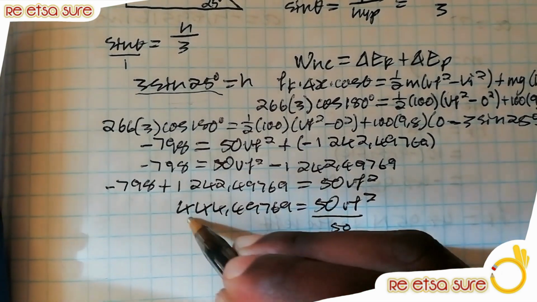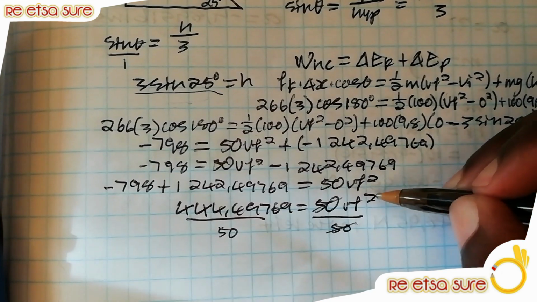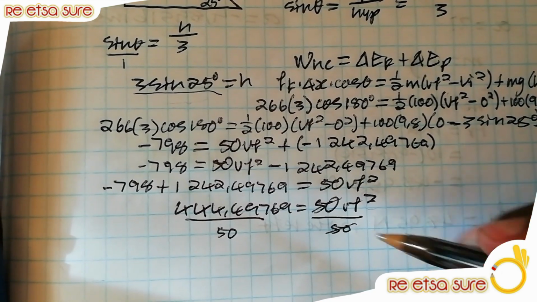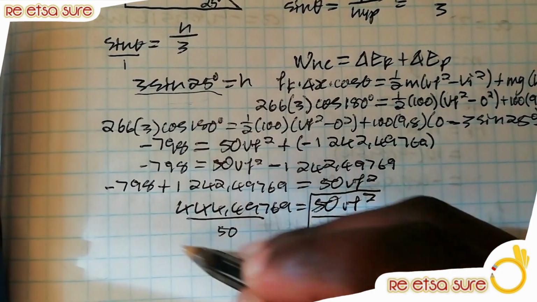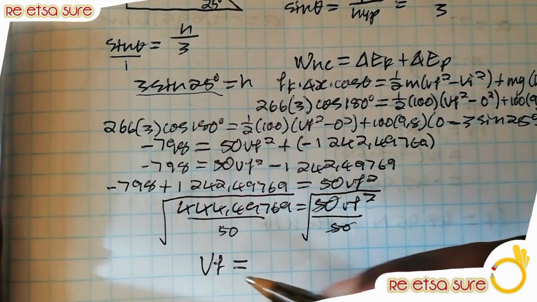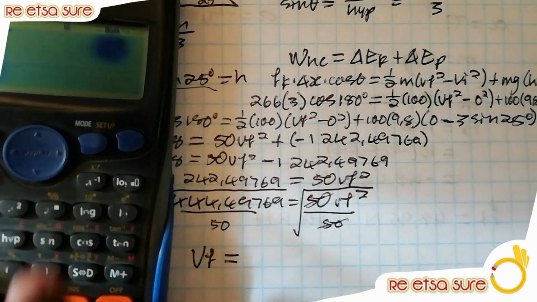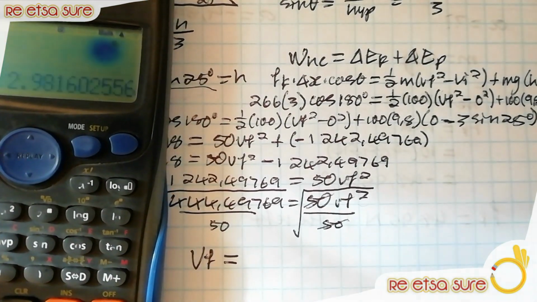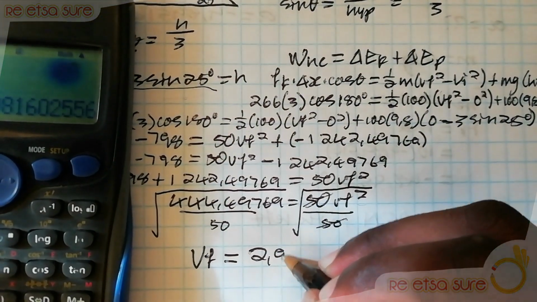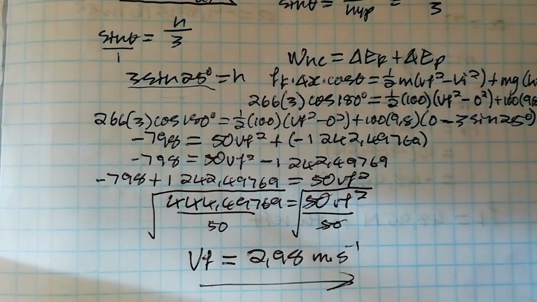Divided by 50, divided by 50. This 50 is going to cancel this 50, and in order for us to get rid of the square, we're going to put the whole thing inside of a square root. Now our V final is equal to square root of answer divided by 50. Get 2.98 meters per second. That's the final answer.